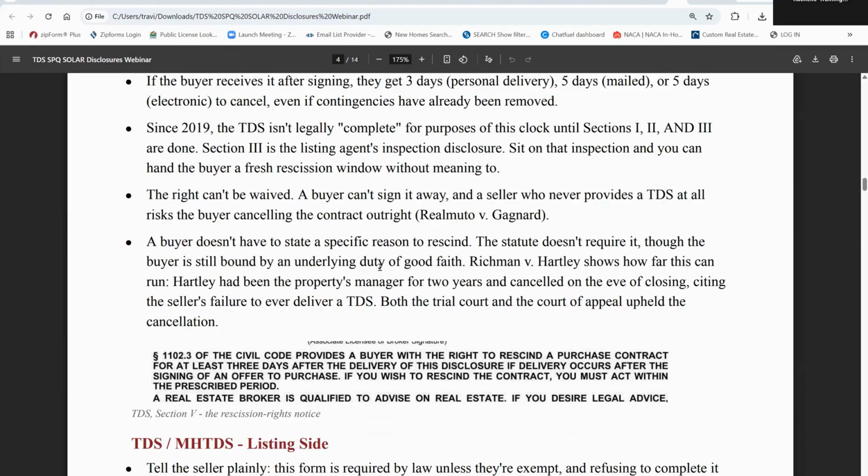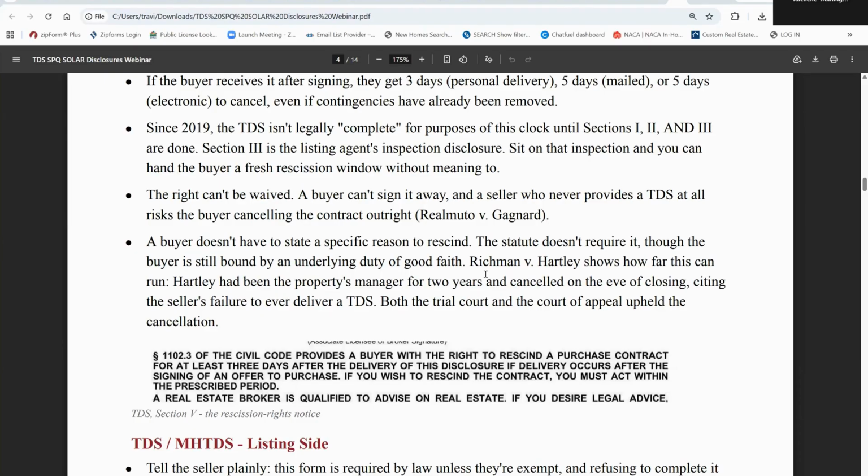The right can't be waived. A buyer can't sign it away, and a seller who never provides a TDS at all risks the buyer canceling the contract outright. A buyer doesn't have to state a specific reason to rescind. The statute doesn't require it, though the buyer is still bound by an underlying duty of good faith. So a lot of times when you ask me questions, can we cancel? Can we use this? I say, yes, you can, in good faith, because that's how the RPA reads: the contingencies can be used in good faith based on that contingency in place.